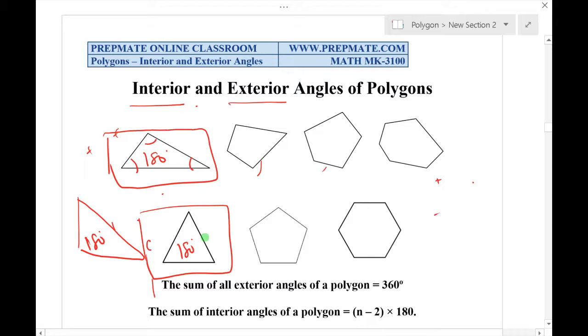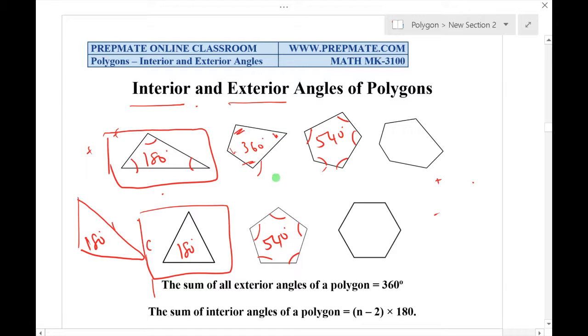The same case applies if you take a pentagon. If you add the sum of the interior angles of this pentagon, in this case it's going to be 540 degrees. I'm going to explain how we get the 540 degrees. And the same thing applies to a quadrilateral. For example, if you take this quadrilateral and add the sum of its interior angles, it's going to be 360 degrees.